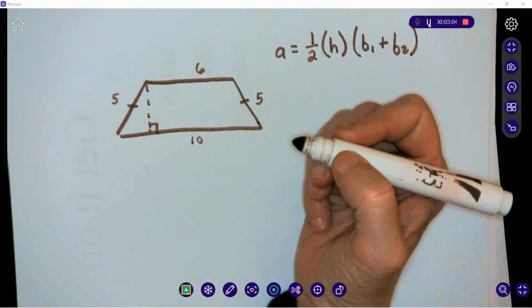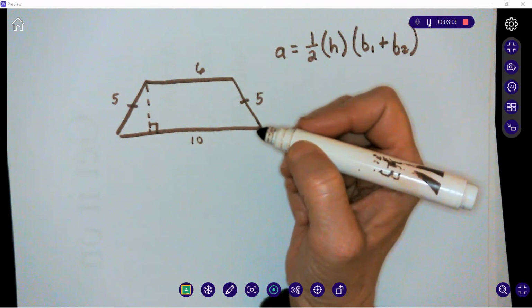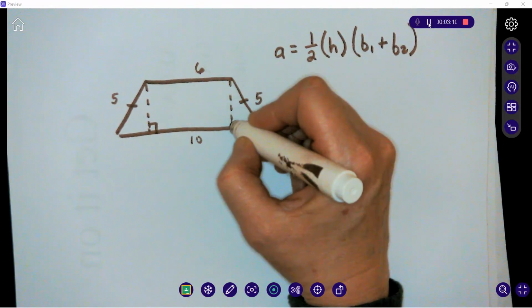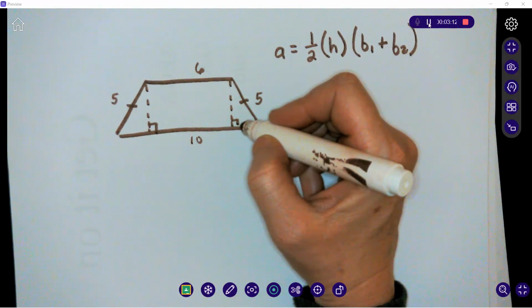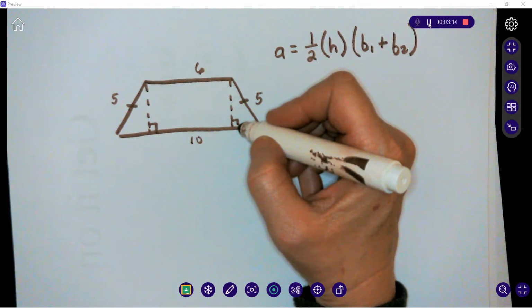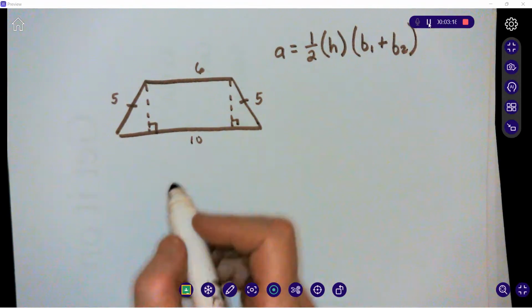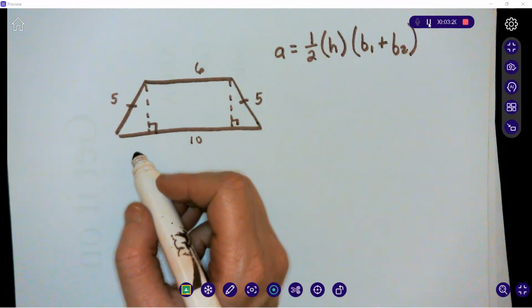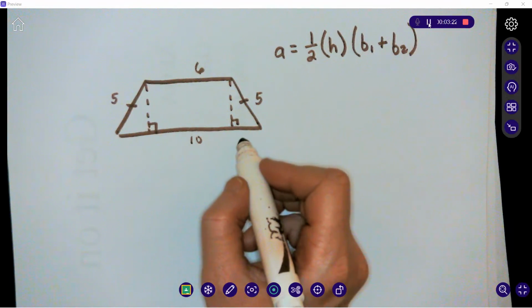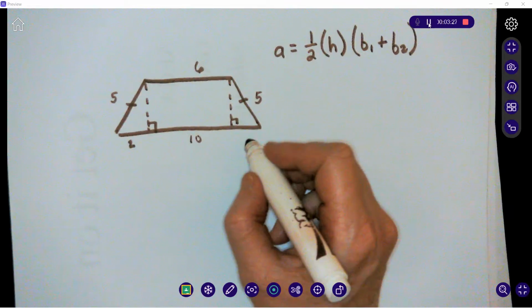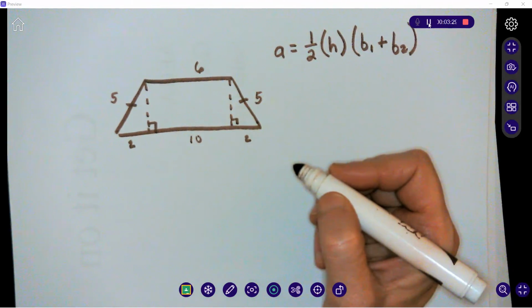Well, when you draw the altitude shown, you get two congruent right triangles, like that. So we need to find the segments of the lower base. So this part right here would equal 2, and this part right here would equal 2.